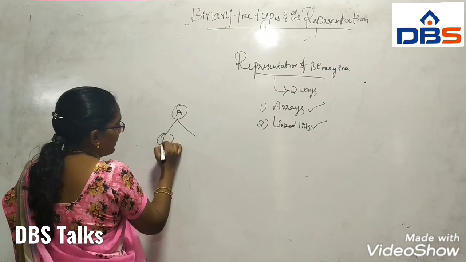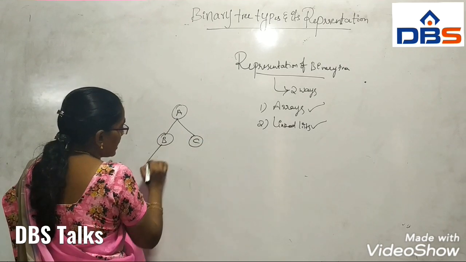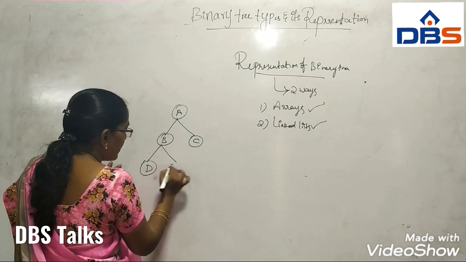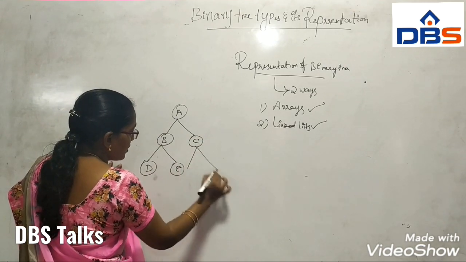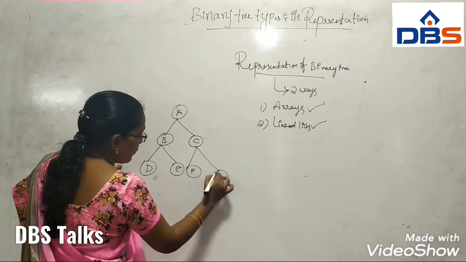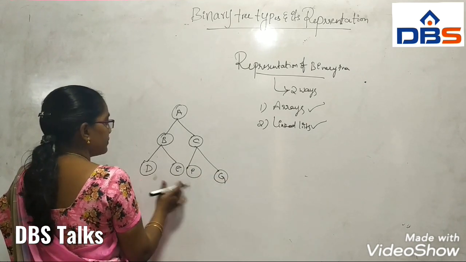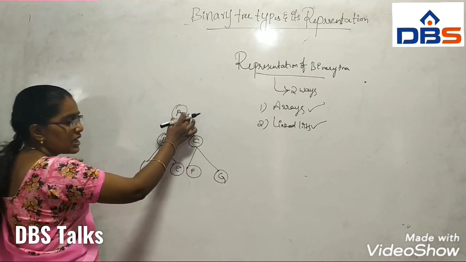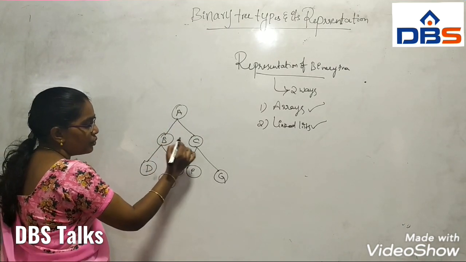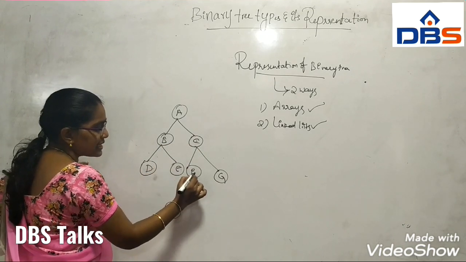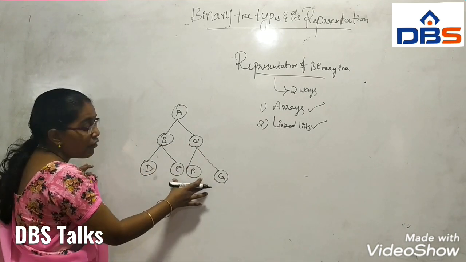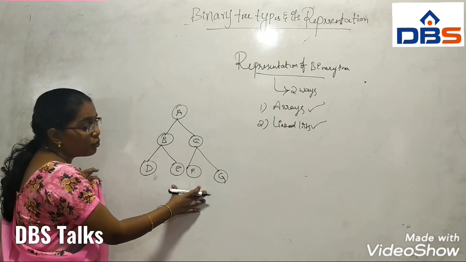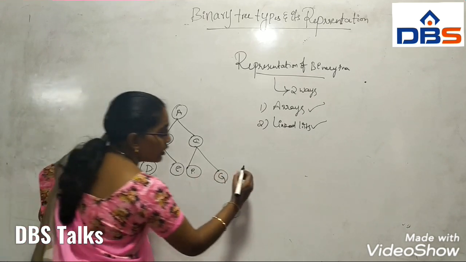This one is node A, B, C, D, E, F, G. Let us take an example. How many nodes are there here? 1, 2, 3, 4, 5, 6, 7 nodes are there here. For this, what we have to do? We have to take the memory of 7.